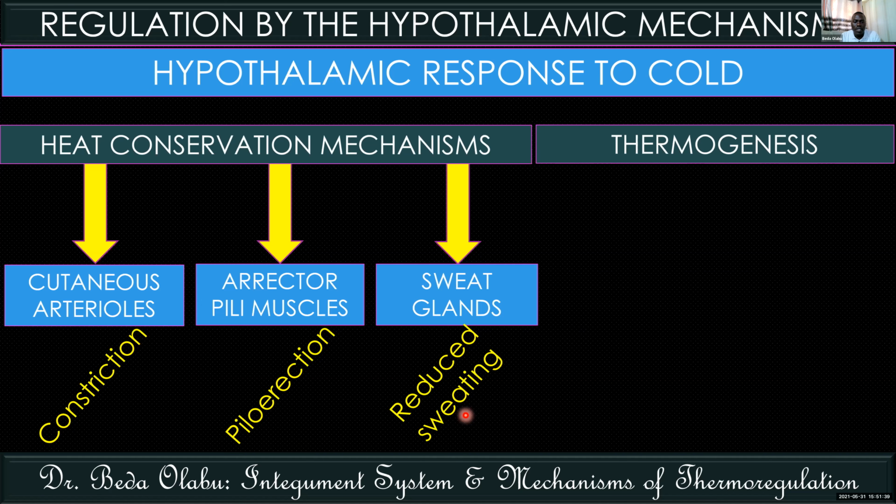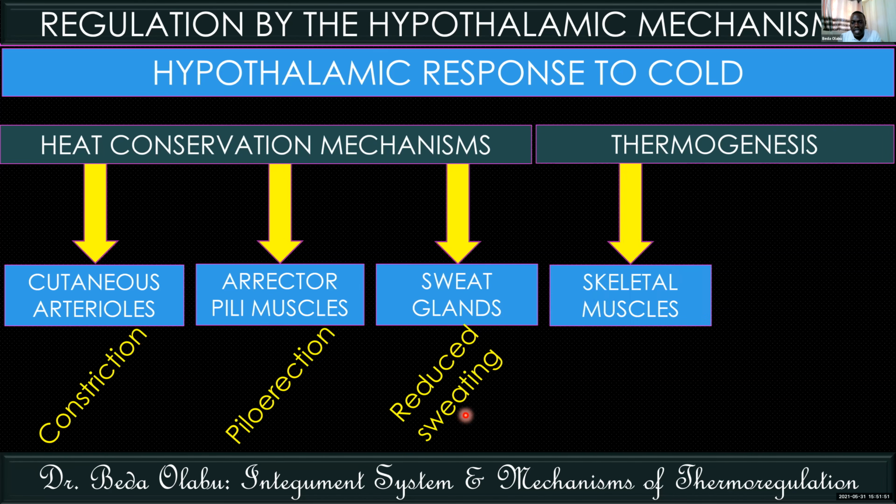Now, the hypothalamus is very bright. In addition to just reducing heat loss, it also initiates mechanisms of generating extra heat. These ones target now the skeletal muscles. The skeletal muscles respond by shivering. This is the involuntary contraction of skeletal muscles so that you can generate metabolic heat.